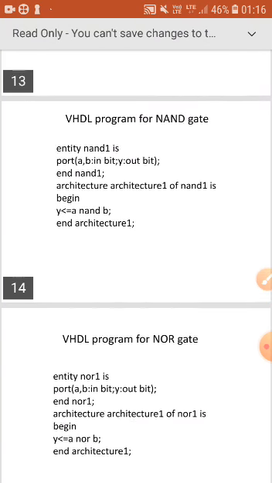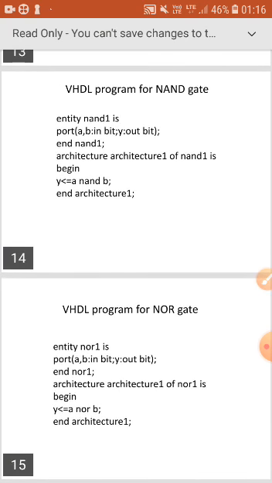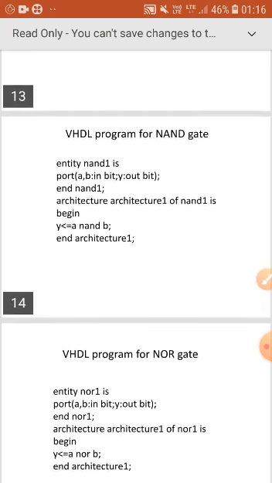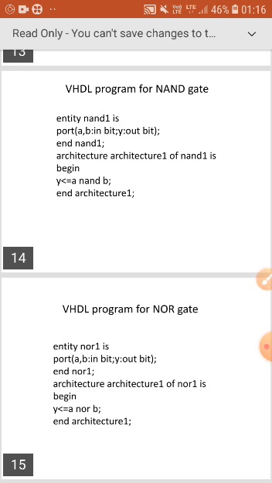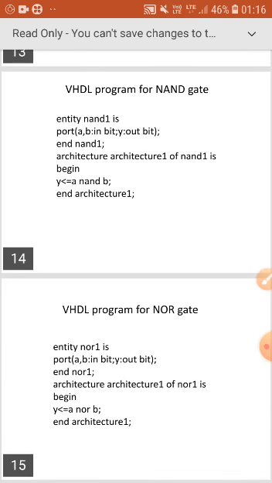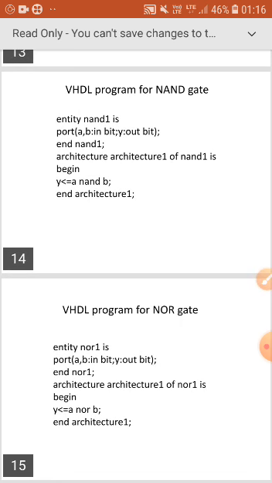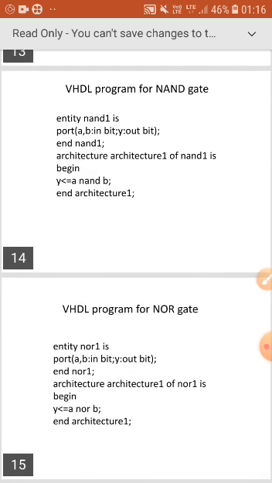Next, architecture. The first line is architecture name of NAND1 is. Architecture 1 is the architecture name and NAND1 is the entity name. Next you have to write begin. In the last line, end architecture name, architecture 1. This is the VHDL program for the NAND gate: y is equal to A NAND B. In VHDL we write y less than or equal to A NAND B.